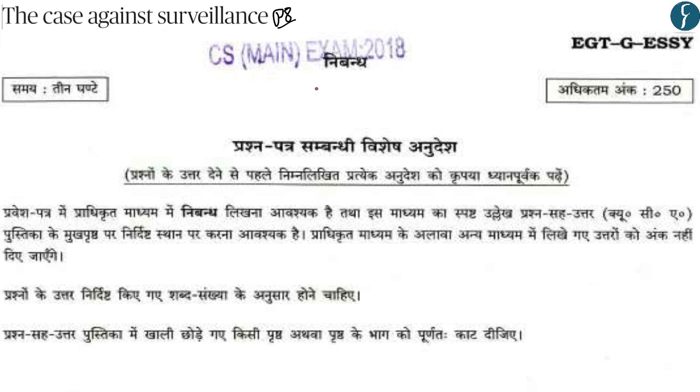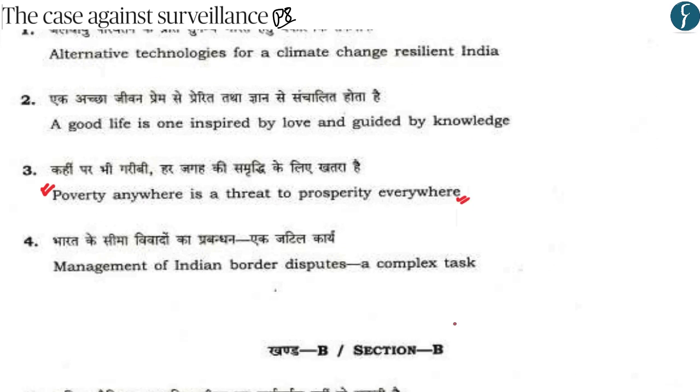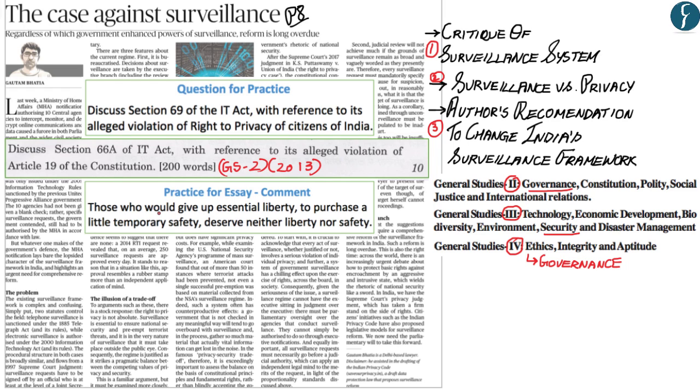Now apart from this, if you take a look at the essay paper of the UPSC examination, you're provided various topics which are given in the form of a line, such as poverty anywhere is a threat to prosperity everywhere, whereby several of the topics which are provided in the essay examination are generally based on an ethical principle, such as, if you take a look at question number 7, a people that values its privileges above its principles loses both. And it is within that context that a statement is provided for your practice for the essay examination, where it states that those who would give up essential liberty to purchase a little temporary safety deserve neither liberty nor safety.